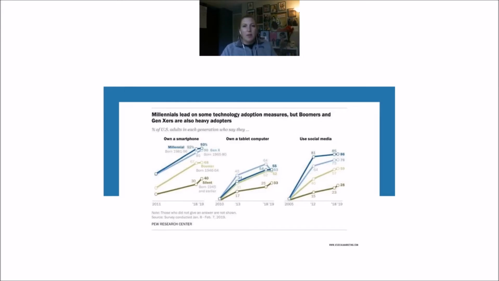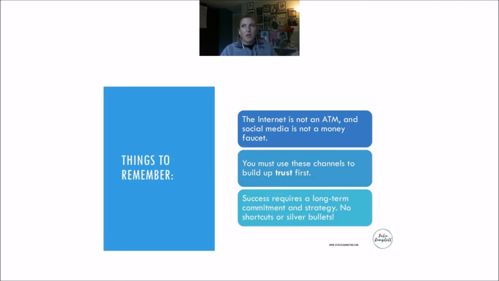So we tend to think about millennials and Gen Z and younger generations leading in terms of technology adoption, social media, tablets, and smartphones. But boomers and Gen X are heavy adopters. Pew Research Center publishes several studies per year on technology behavior across demographics, and this was one of the most recent studies they did. The point here is, don't write off an entire generation of people and say, oh, just because 5 of our board members have never used social media, all baby boomers don't use it, because that's definitely not true.